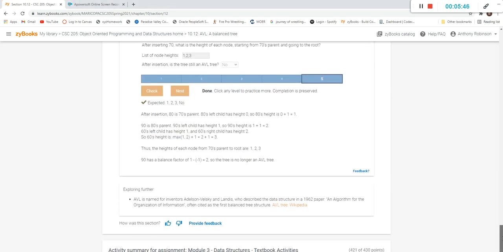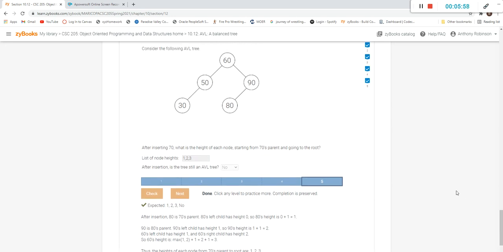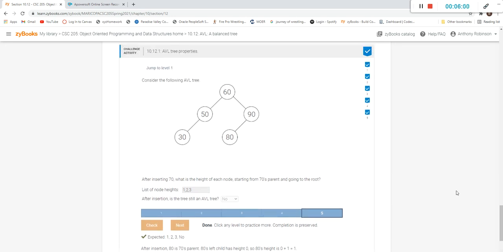So, I just recommend you guys, instead of doing this in your head, which I did for the sake of saving time, actually probably write down these AVL trees, and that really helps get the balance factors right the first time.